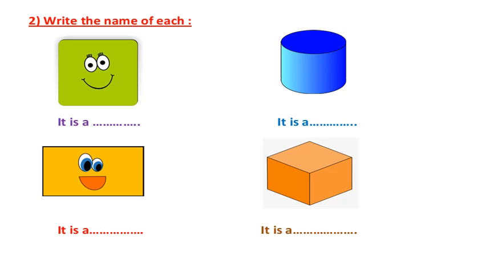Write the name of each figure. It is a square. It is a cylinder. It is a rectangle. It is a cuboid.